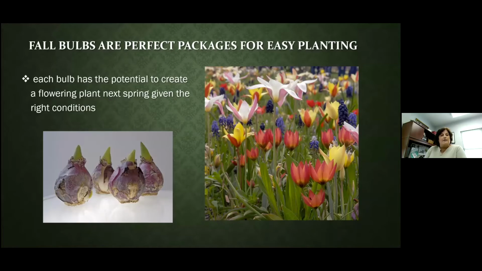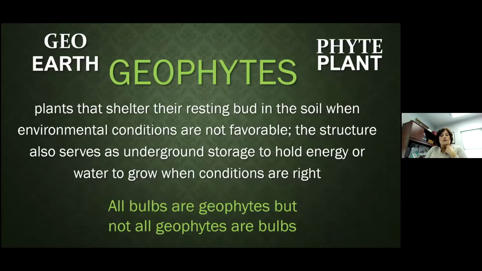So fall bulbs are perfect packages for easy planting because inside each little bulb is the potential to create a flowering plant next spring. They have everything in them. They're ready to go. All they need are the right conditions. Now bulbs, I always like to give a little background. I love to give a little history. So you're going to get the full show here today.